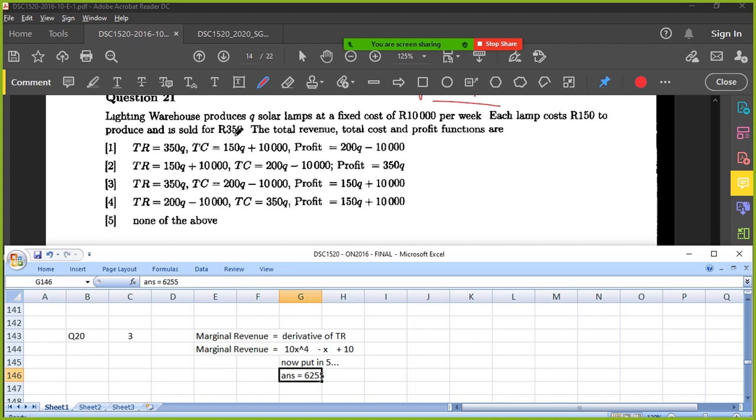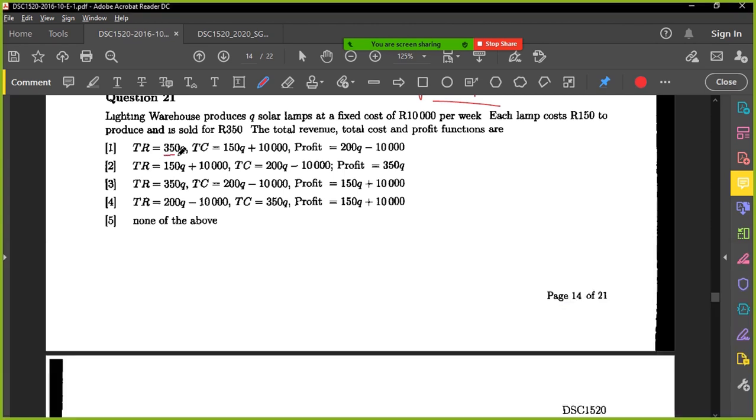150. No. Costs. Sold. Which one's the price? The lamp costs 150 and it's sold for 350. Oh yes, sold. So obviously it's the selling price, because revenue is from sales. Do you agree? Yes. So which option? Definitely 350.